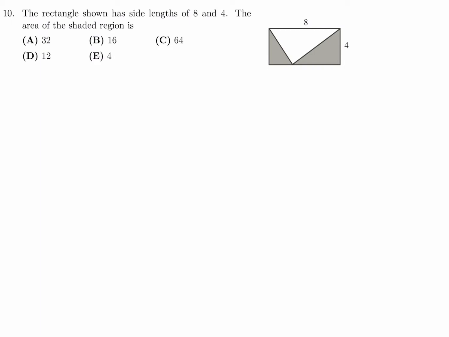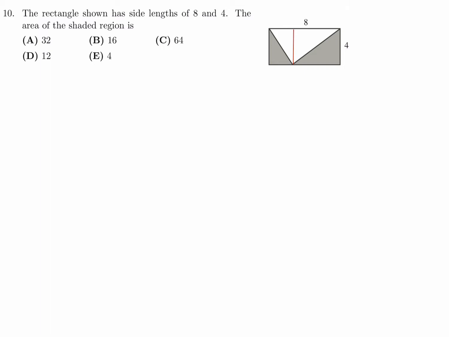The rectangle shown has sides of length 8 and 4. The area of the shaded region is? This question you can easily figure out by just drawing a line from there to there. And then noticing that what we've really done is just taken each of these rectangles and then cut them in half. Same thing with this one here. We've taken that rectangle and just cut it in half, because if you notice, the line goes all the way from one corner to the other.